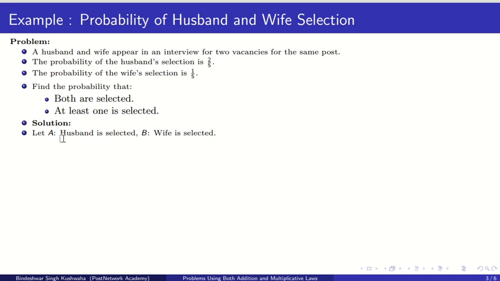So let A be the event that the husband is selected and B be the event that the wife is selected. So the probability that both are selected would be equal to P(A) into P(B), because selection of husband and wife are independent, and that would be equal to 2 upon 25.